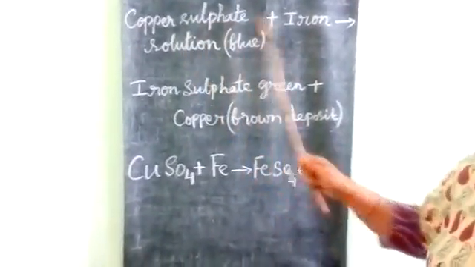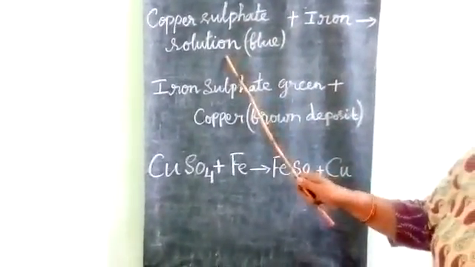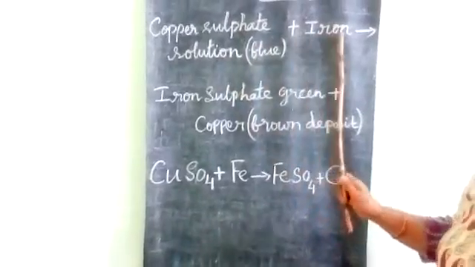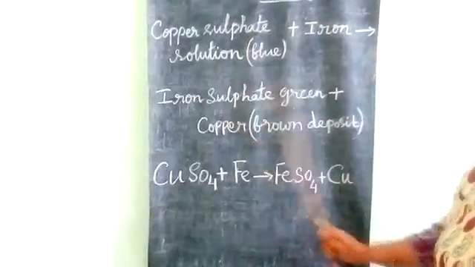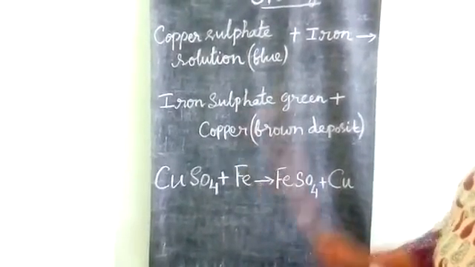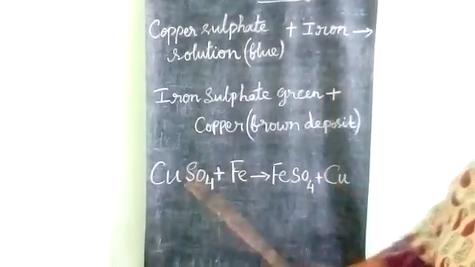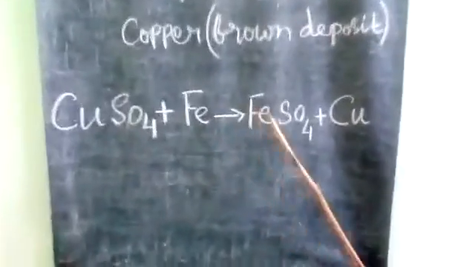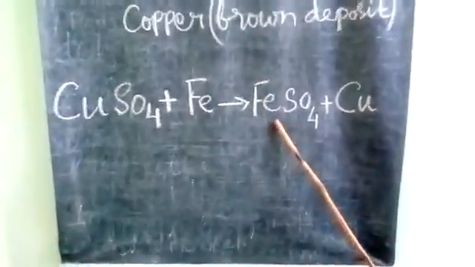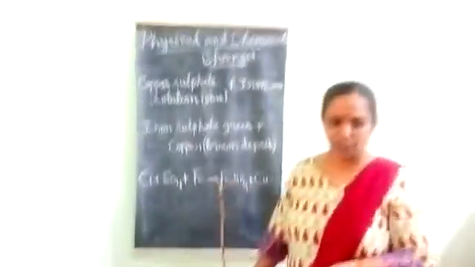Now copper sulfate solution, that is blue in color, plus iron forms iron sulfate and copper, that is deposited on the iron blade. So this can be written in this way: copper sulfate plus iron gives ferrous sulfate or iron sulfate and copper. So this is the equation. This is also a chemical change.